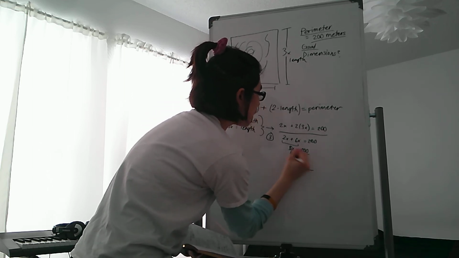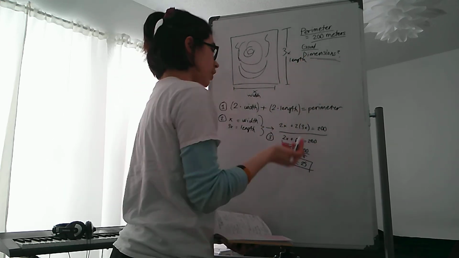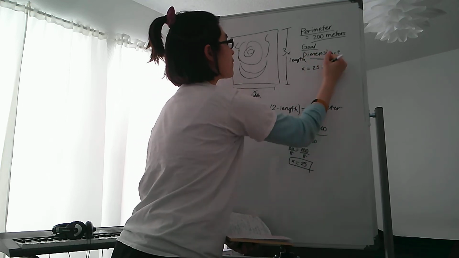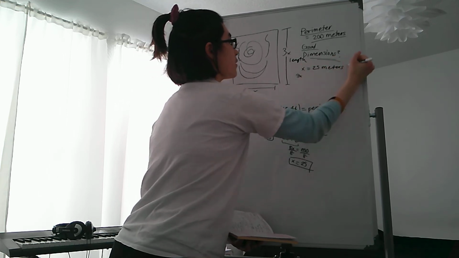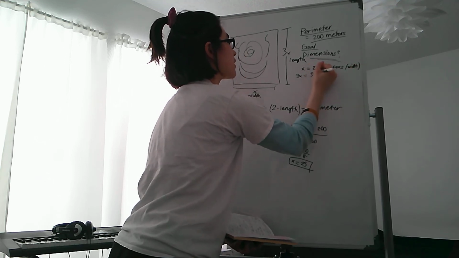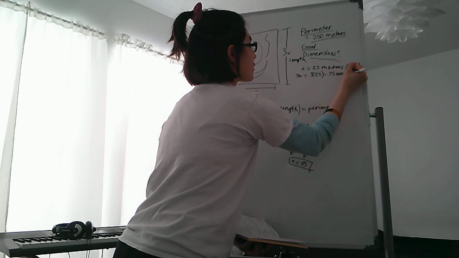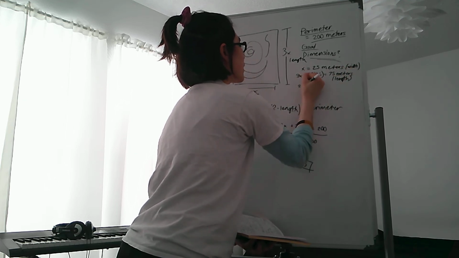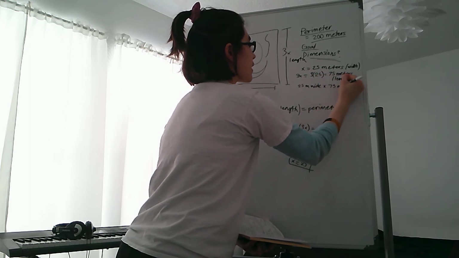Now remember, we solved the equation, but we are not done yet because the question wants us to list the dimensions. We know x is the width, so the width is 25 meters. Similarly, the length is 3x. 3x is 3 times that x value, 25. So that equals 75 meters, and that is the length. In other words, the dimensions are 25 meters wide by 75 meters long.